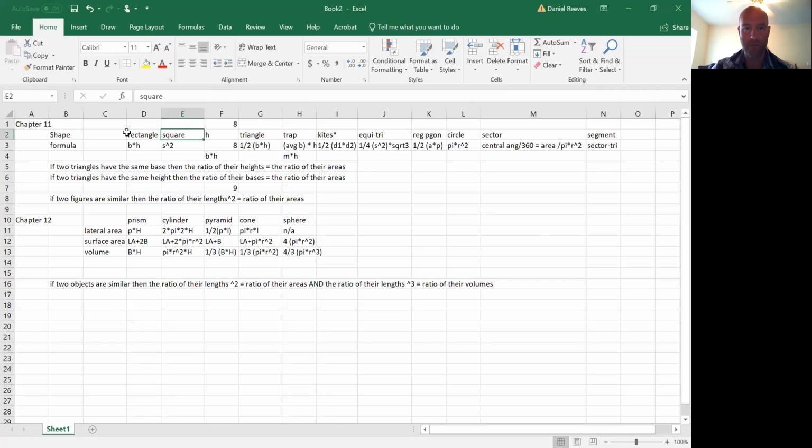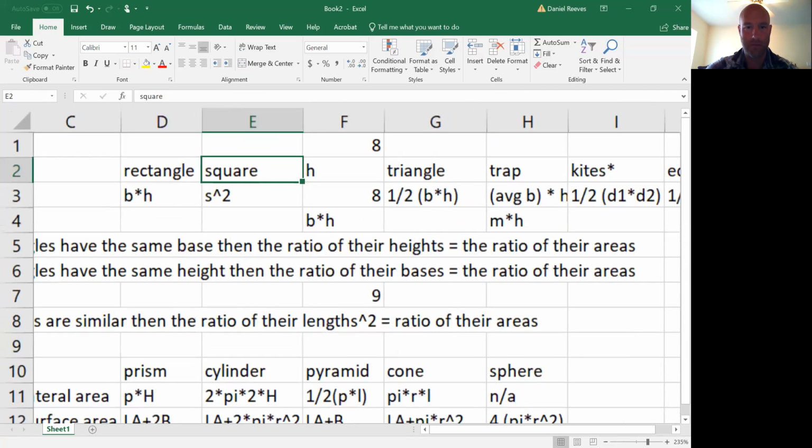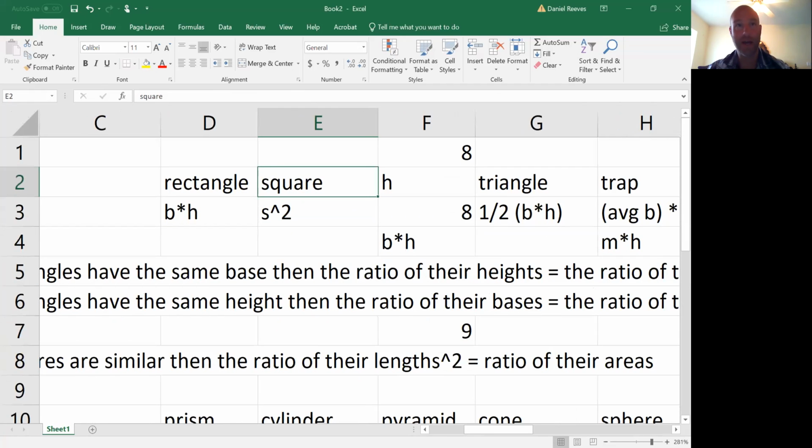So starting off with a rectangle, let's make this nice and big for people. This is really, bottom line, the only formula that we actually need. The formula for a rectangle is base times height. Everything else is based on that. A base and a height in all cases must be perpendicular to one another.